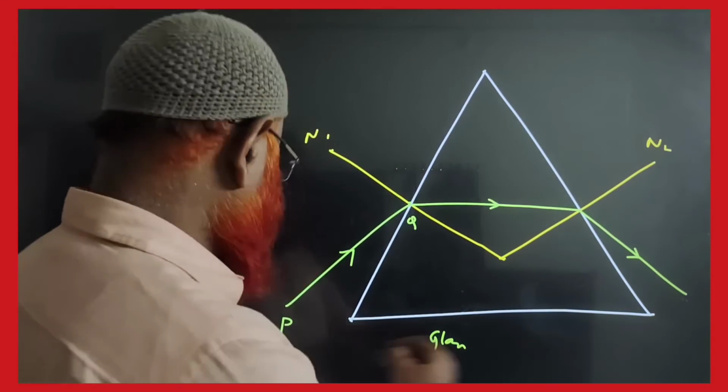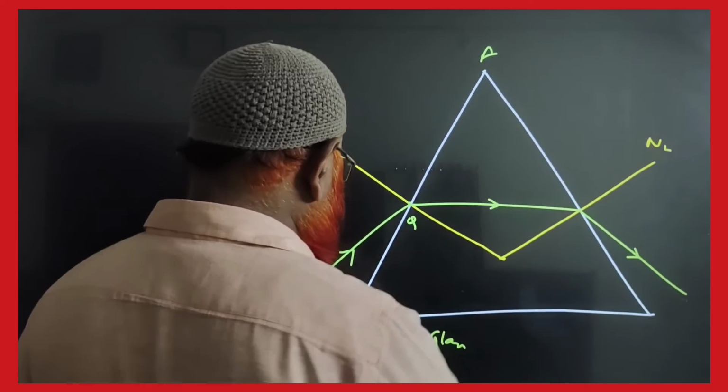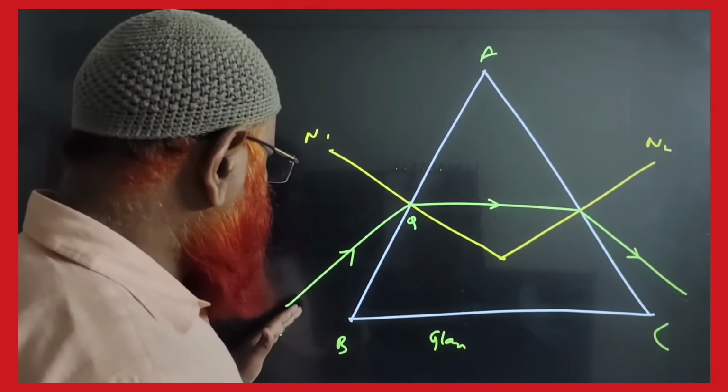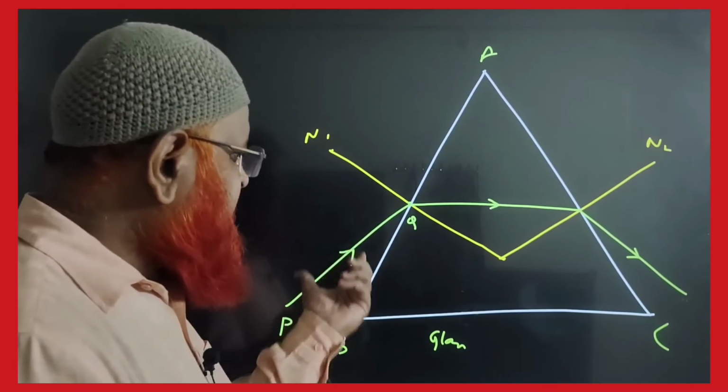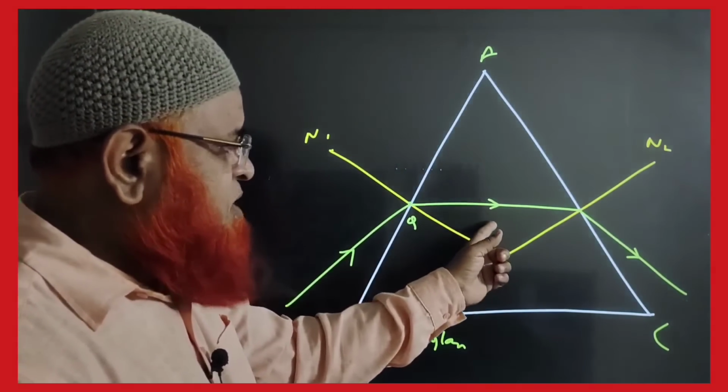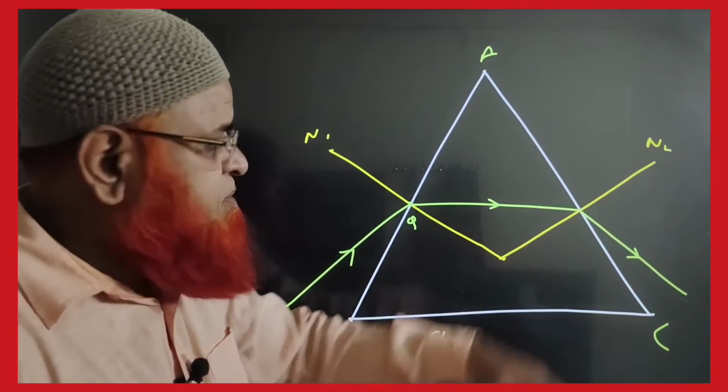Suppose consider this is a prism. This is a prism ABC, a triangular prism. A light ray travels from rarer to denser, air to glass. It bends towards the normal. This is the normal N1, and when it travels from denser to rarer, it bends away from the normal.